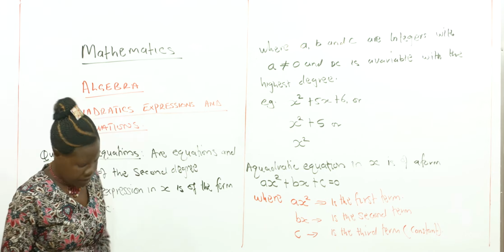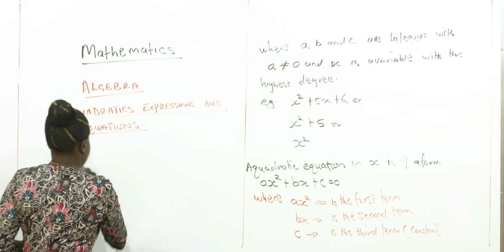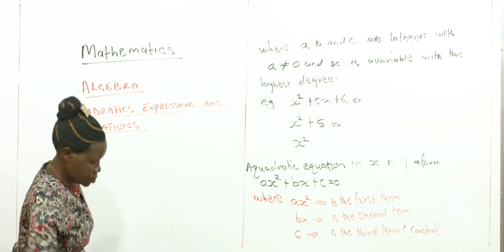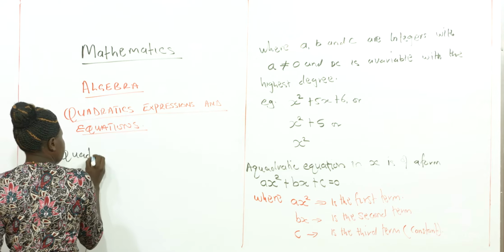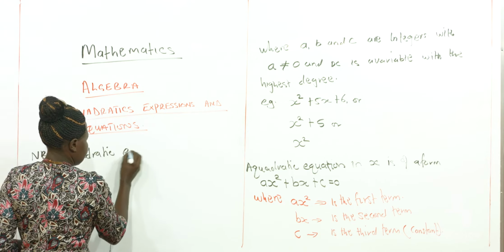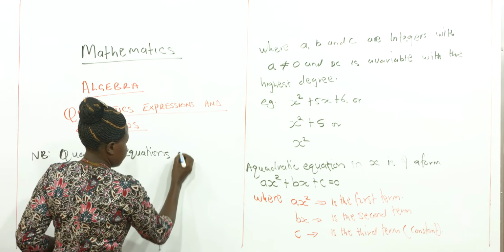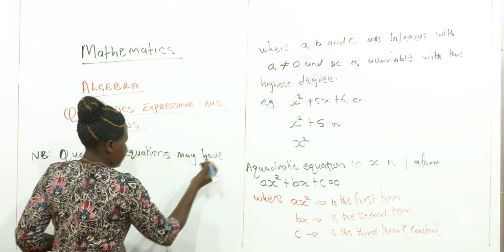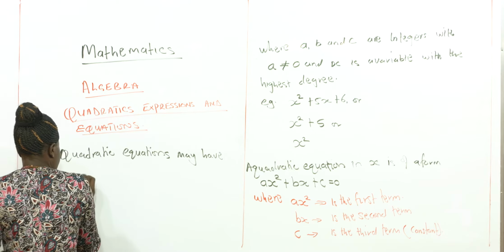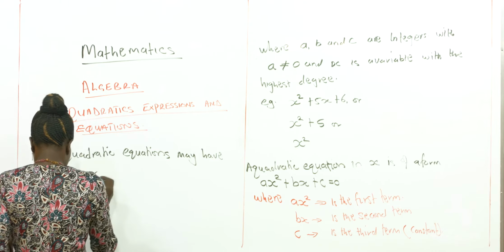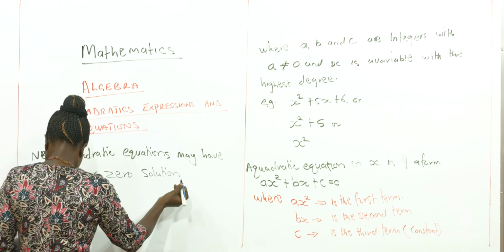Lastly, take this one as a note, NB. A quadratic equation may have two, one or zero solutions.